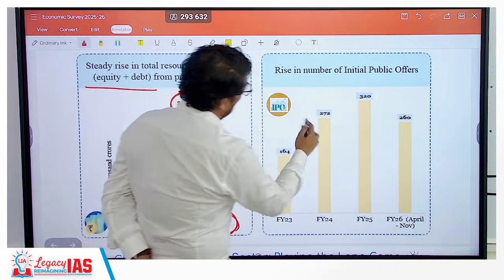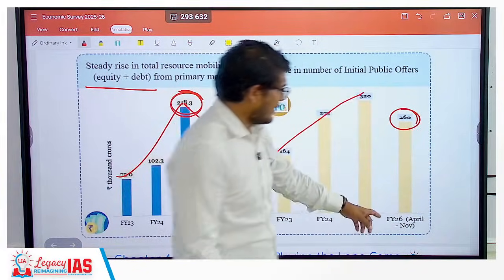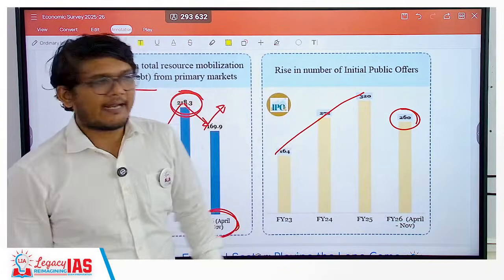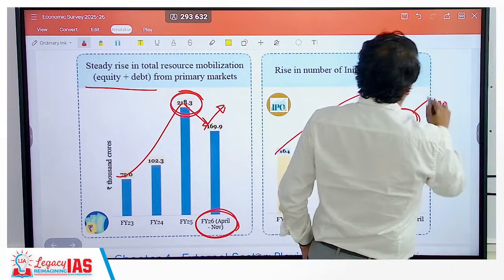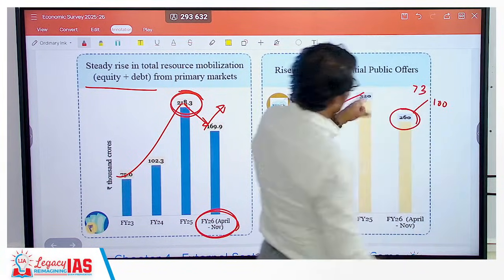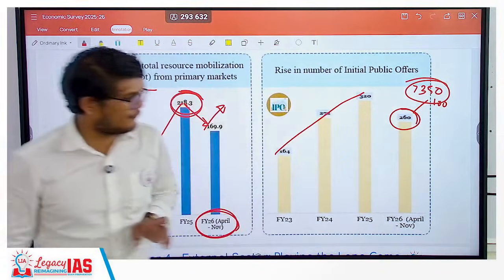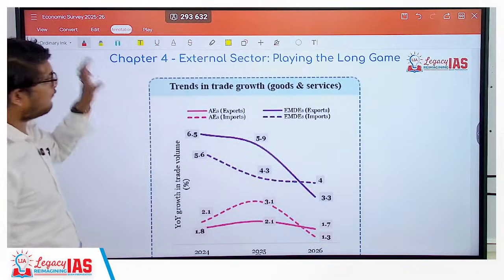So the number of IPOs has also increased. Of course, this is just 260, but this is for just 8 months, right? So you can add another 130 over here, or at least 100. So this is going to be easily more than 320, might as well go beyond 350. I hope that's clear. Let's move ahead to the 4th chapter.